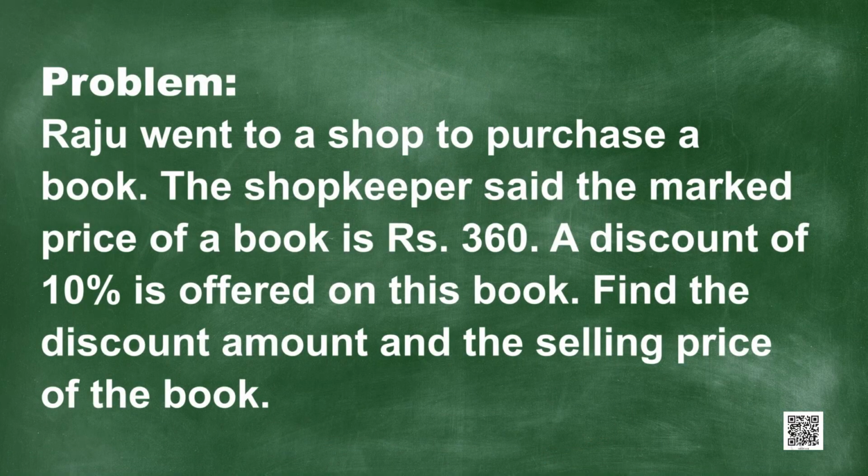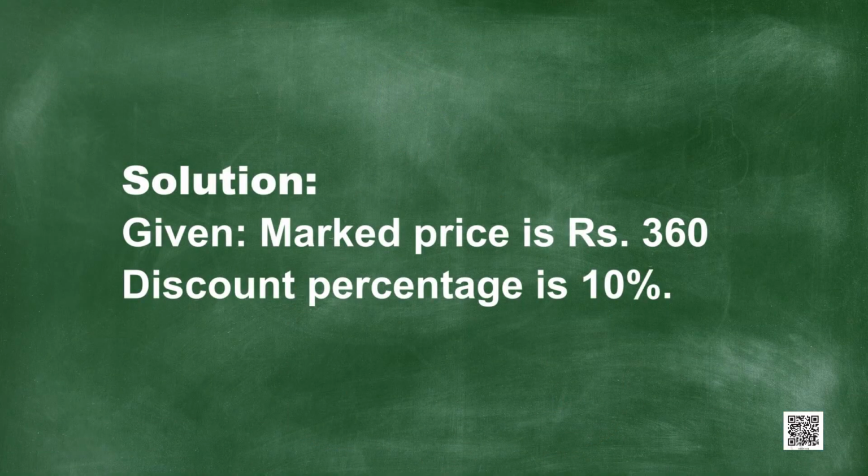Well students, now let us try to consider another problem. The problem says, Raju went to a shop to purchase a book. The shopkeeper said the market price of a book is rupees 360. A discount of 10% is offered on this book. Find the discount amount and the selling price of the book. Students, let us try to write down the given information. It is given that market price is rupees 360 and discount percentage is 10%.